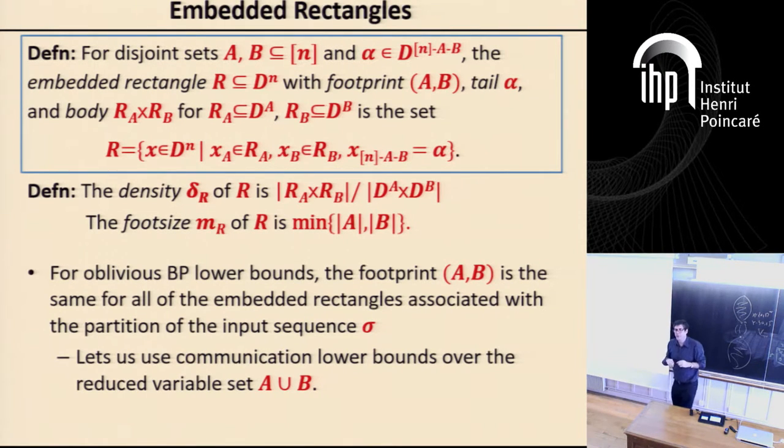So let's look at oblivious branching programs. For an oblivious branching program, the footprint, which bits Alice got and which bits Bob got, was the same for all of the embedded rectangles associated with that protocol. We looked at that one fixed sequence, did the assignment that gave us Alice and Bob, and then we got to pick the worst case alpha. And because it was the same, we got to use communication complexity as a black box. But now, it's not going to be the same.